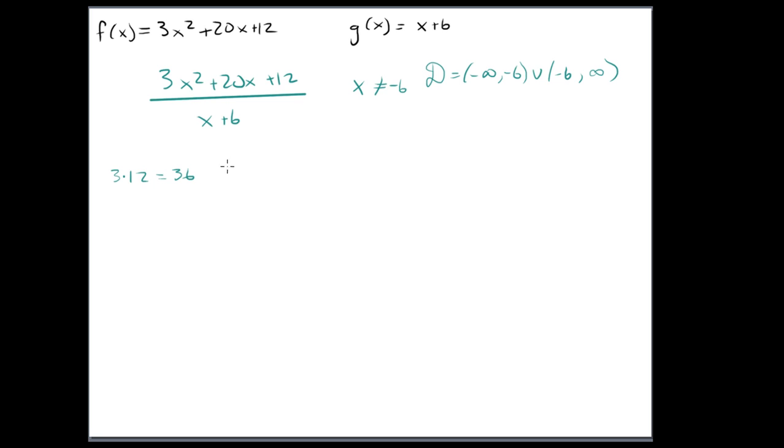So that's 6 times 6. Let's see here. 1 and 36 is 37. 2 and 18 is 20. So this factors out to, not just yet.